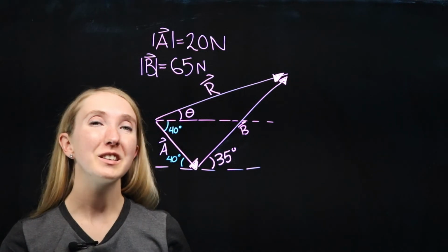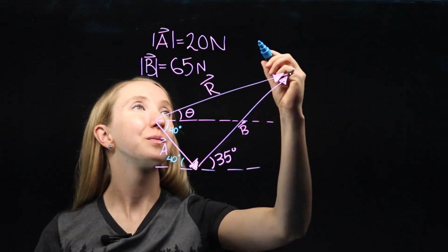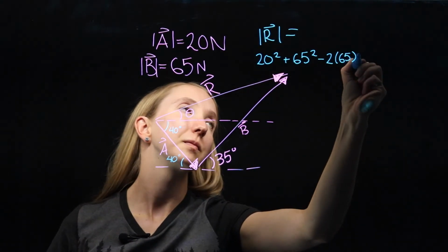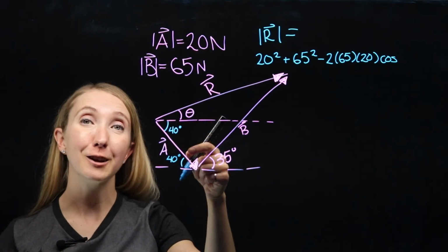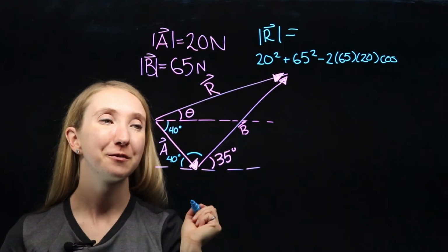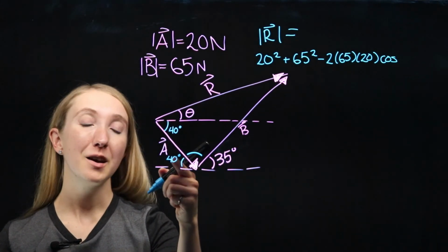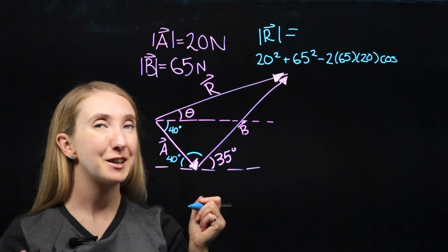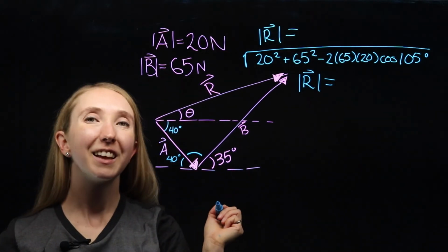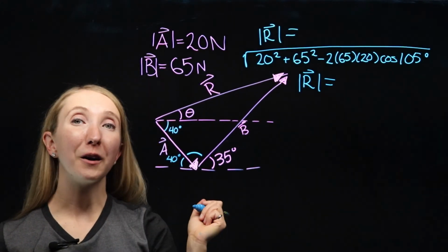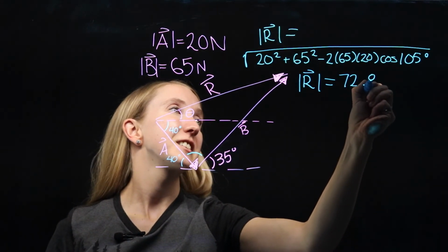Like last time, we're going to start with the cosine law to solve for the magnitude of R. But first, we need the angle in our triangle that's opposite to R. This would be equal to 180 minus 35 minus 40, which gives us 105 degrees. And we get that the magnitude of R to the nearest tenth of a newton is 72.8.